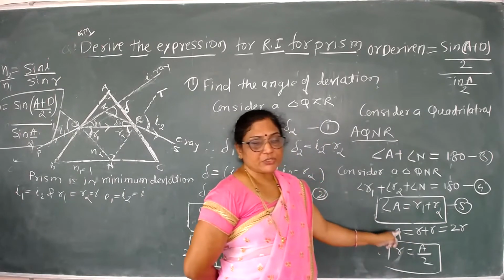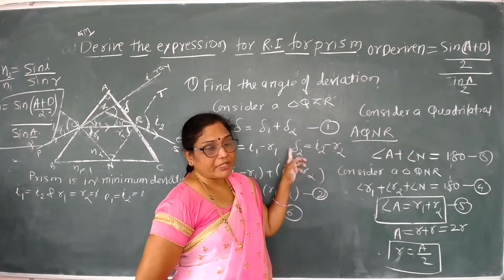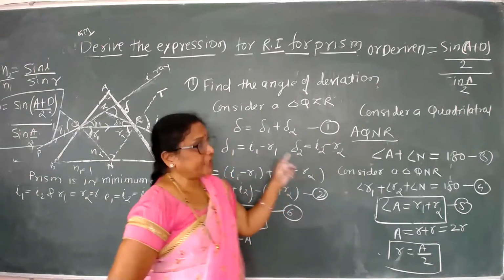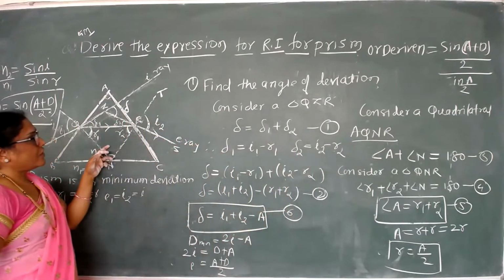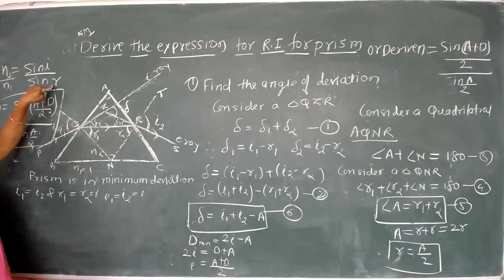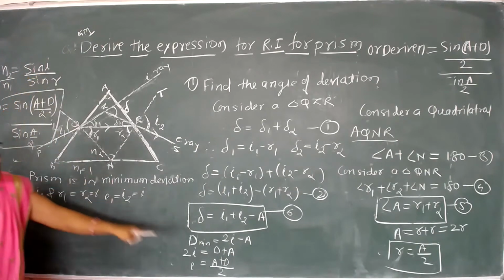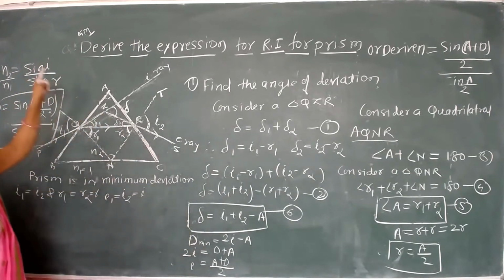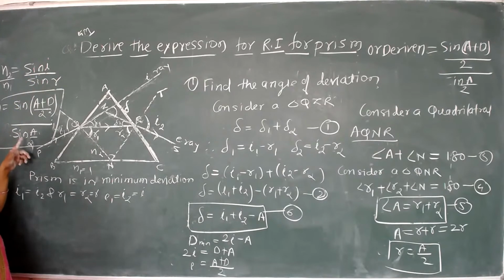Then your aim is to find out the value of the refractive index of a prism. According to Snell's law, the refractive index of a prism is equal to n2 by n1, which is equal to sin i by sin r. Sin i is equal to (A plus D) by 2, so it is sin of (A plus D) by 2 divided by sin r, where sin r is equal to A by 2.